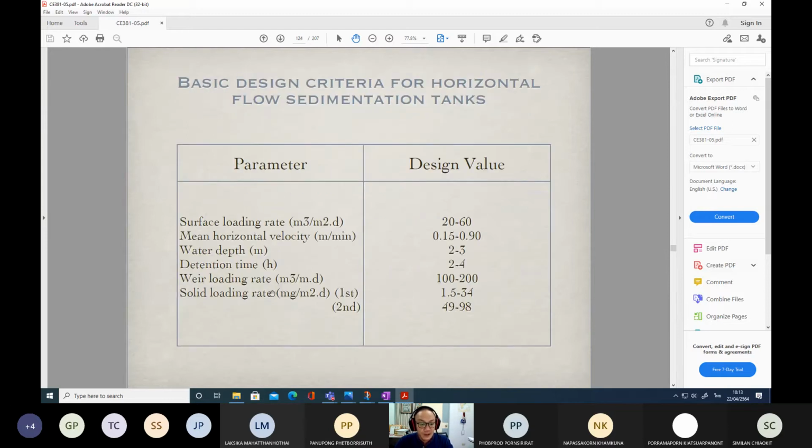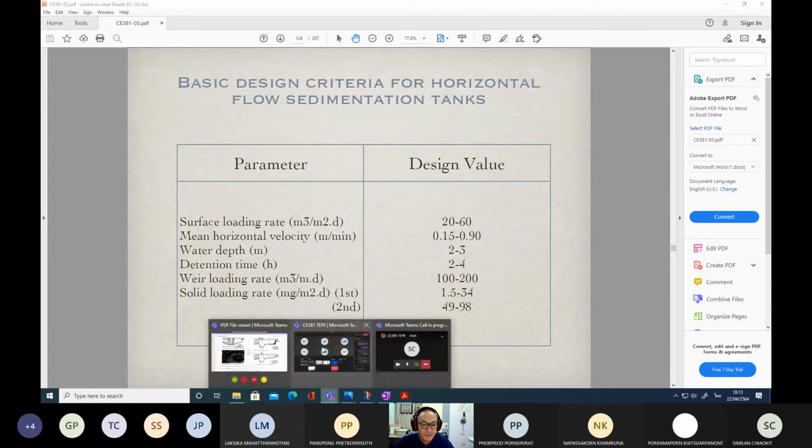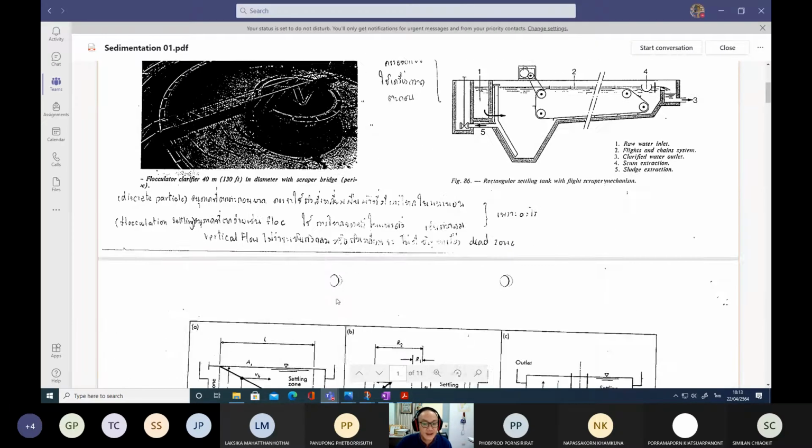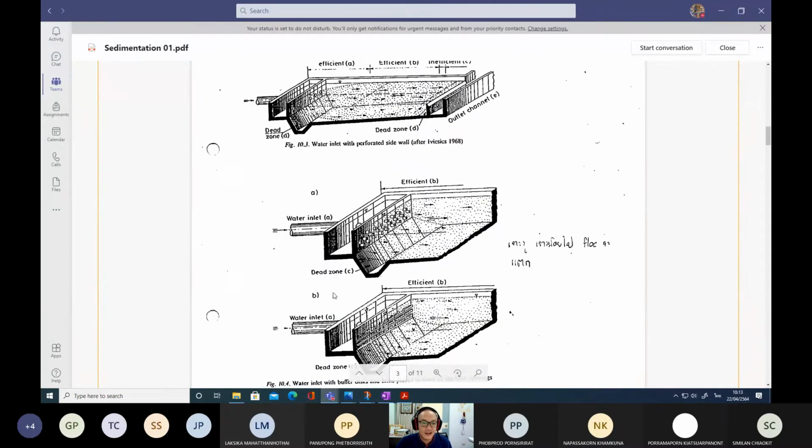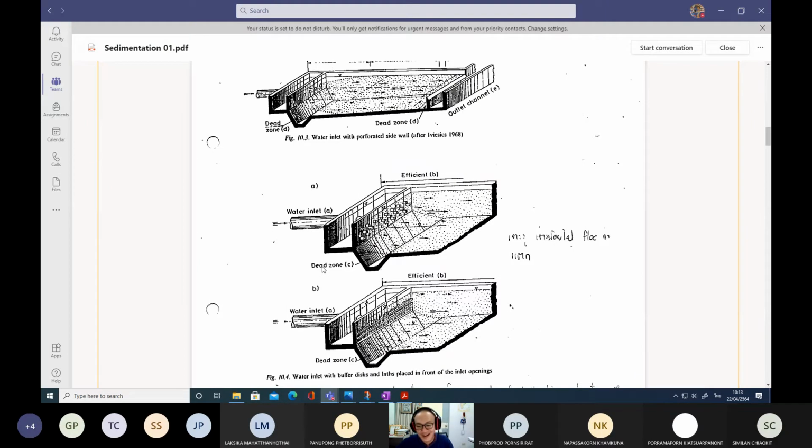Okay. So these are all about the sedimentation tank. So I'd like to show you some photographs in the material. Here it's also a rectangular chamber, but very special because at the inlet, if you have a look here in figure B, there are many holes on this wall. So water has to pass through these holes to enter the settling zones.